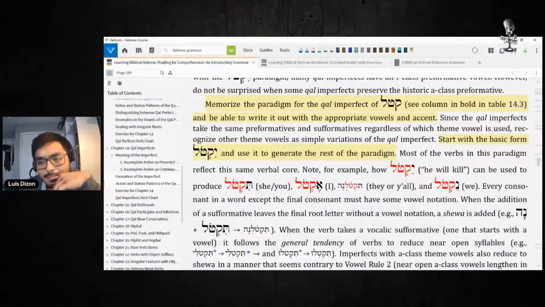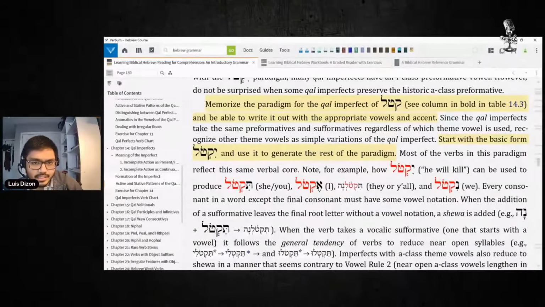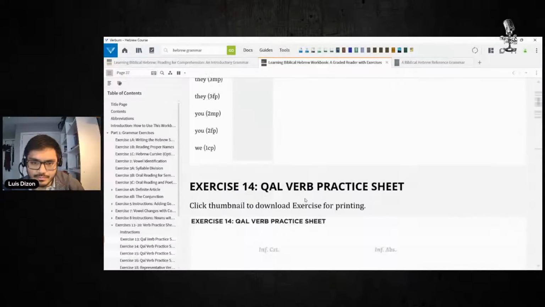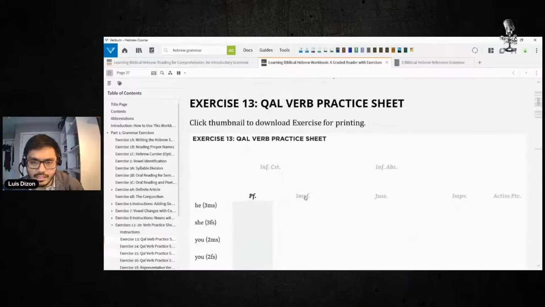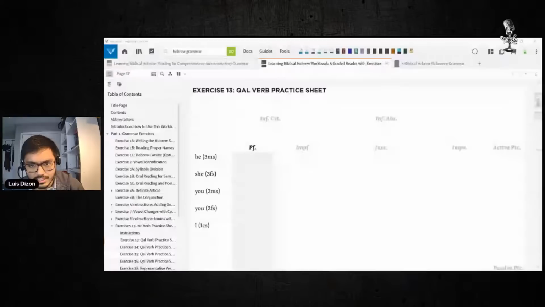So memorization, as I mentioned in the beginning, is very important for this. If you were doing things properly, you should have already started memorizing the tables for the perfect, and hopefully you've mastered it at this point. But now you have to add the imperfect verbs on top of it. So try to find a practice sheet like this one. If you don't have the workbook, you should be able to find one on the internet somewhere.